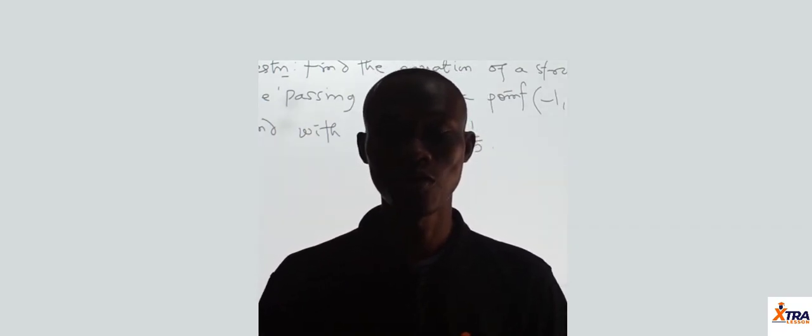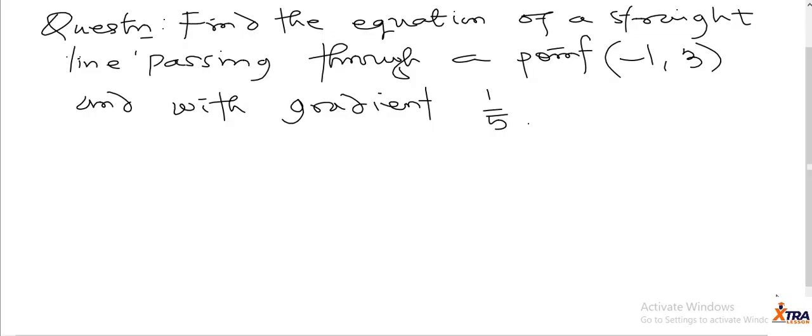So in this class now we are solving a question. Let's solve the given question. Find the equation of the straight line passing through a point. We have a point with a gradient, that is the point-gradient form. We are having the point (-1, 3) and the gradient, which is 1/5. So, solution.